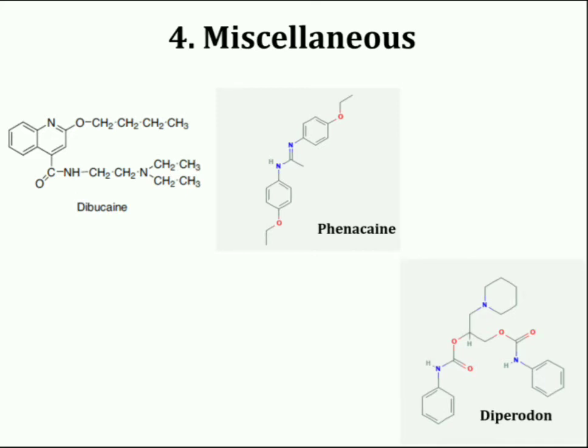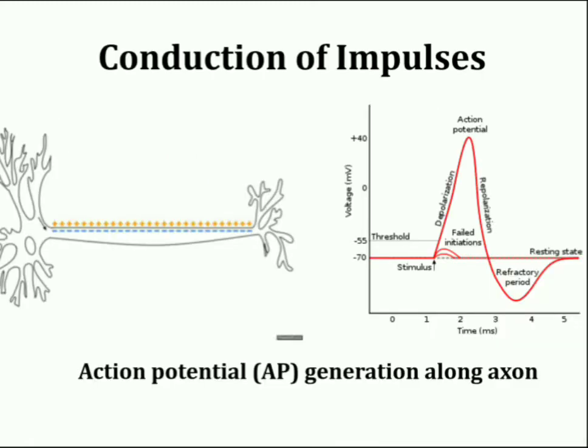Next is mode of action of local anesthetics. Before starting mode of action, we have to understand conduction of nerve impulses. This diagram is showing action potential generation along axon. Conduction of nerve impulses is mediated by action potential generation along axon. As an action potential, which is in the form of nerve impulses, travels down an axon, it causes change in polarity across the axon membrane.